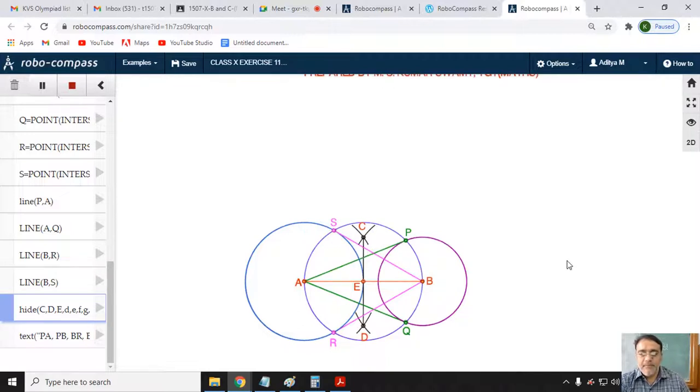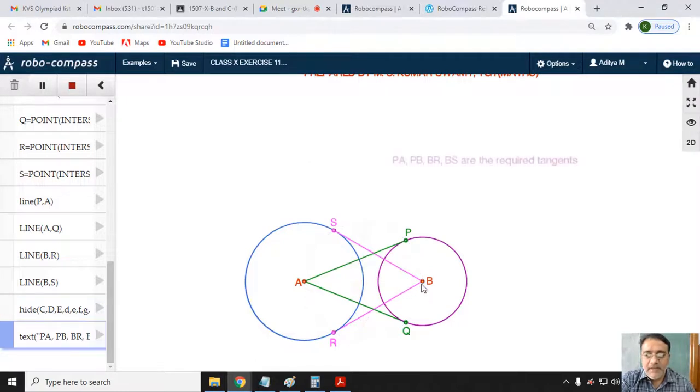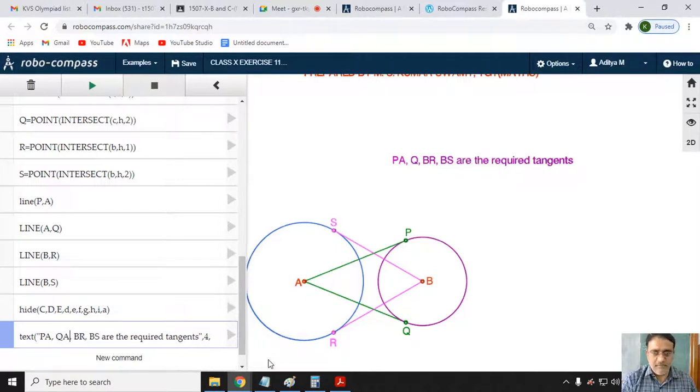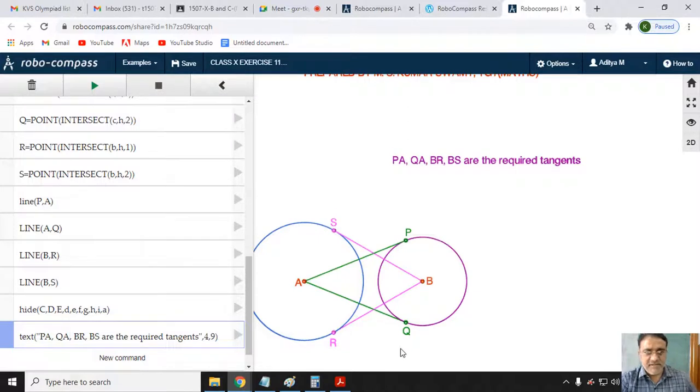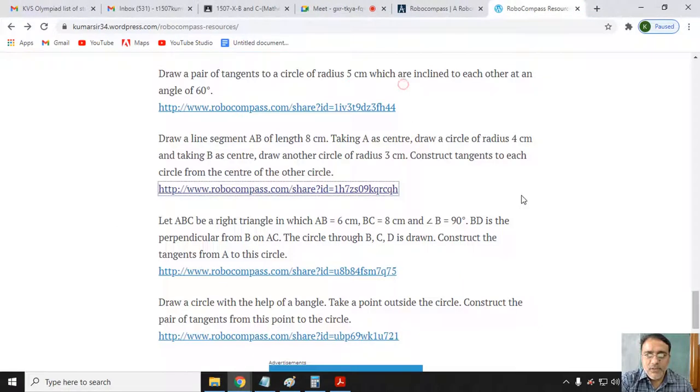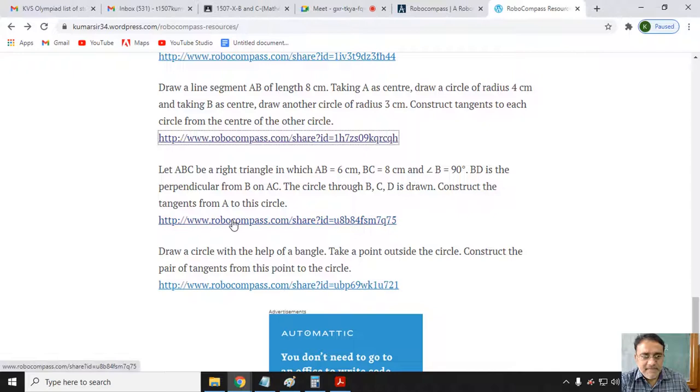So PA, PQ, QA, BS, BR are the required tangents. This is wrong. Wait, इसको करेक्ट कर लेते हैं. PA, QA, BR and BS, right? Okay. Any doubt in this construction? No, sir. Okay. So now we are going to start the next one.